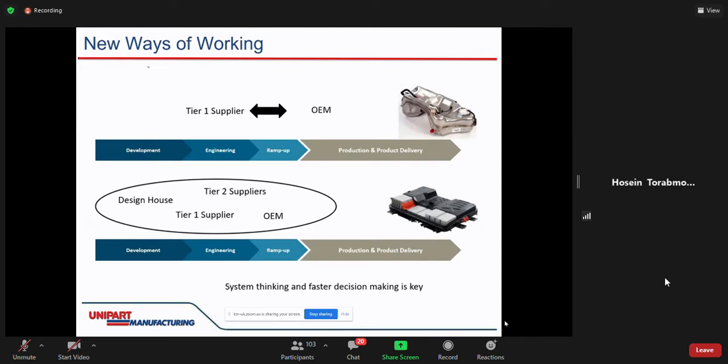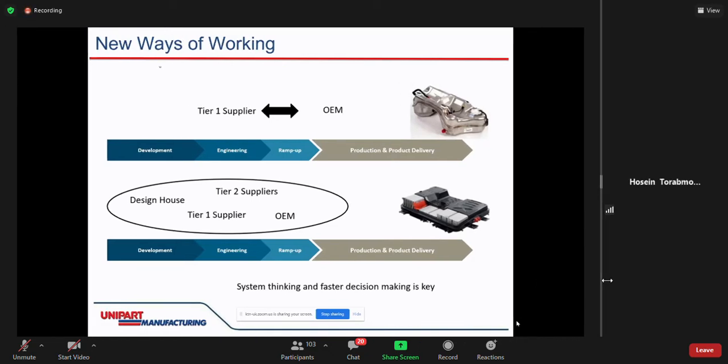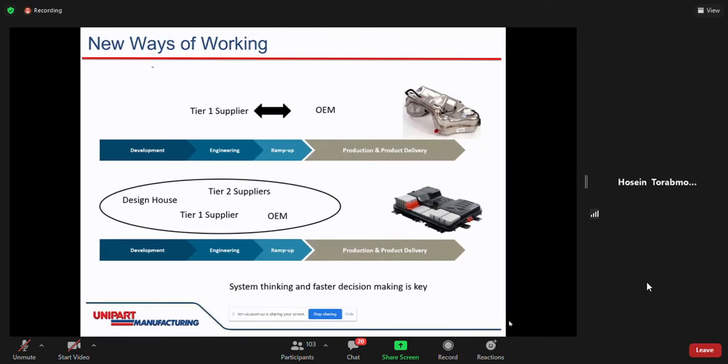If you want to continue doing what we used to do in the past with the simple products, that wouldn't have worked. We had to become more collaborative, and that's how the industry is changing. The whole product development, product introduction industry is getting more collaborative. And one of the major things to enable that collaboration within the new ways of working is system syncing and faster decision making.